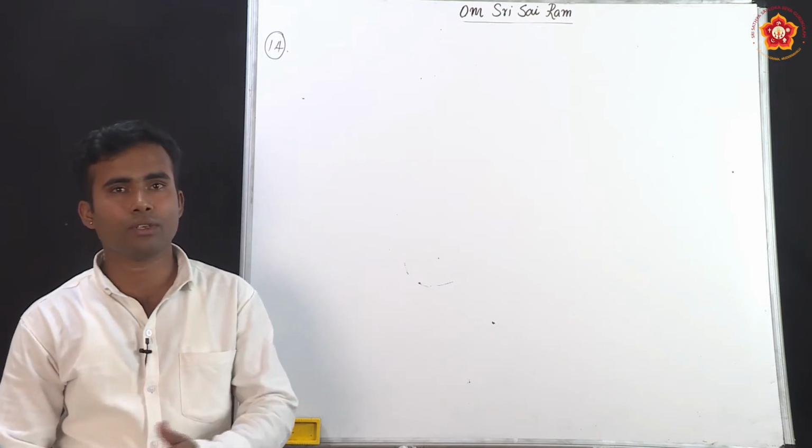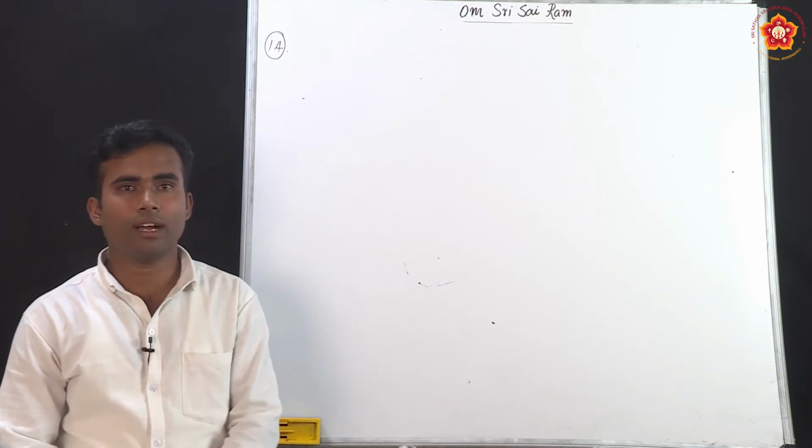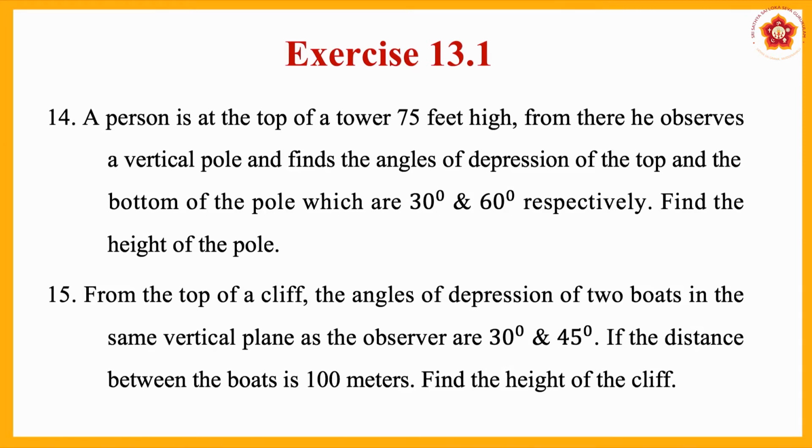So, we will solve some more problems on this, and the 14th problem is: a person is at the top of the tower 75 feet high. From there he observes a vertical pole and finds an angle of depression of the top and bottom of the pole, which are 30 and 60 degree respectively. So, with this we can find what is the height of the pole.